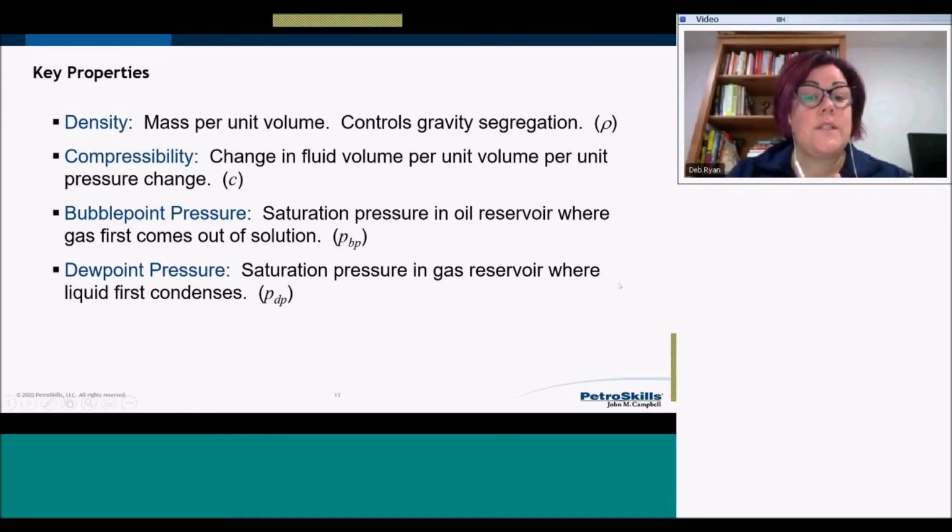And then we've talked about bubble point pressure and dew point pressure. So bubble point pressure is that saturation pressure where that first drop of gas starts coming out of our liquid. And dew point pressure is the saturation pressure where that first drop of liquid, or that first drop of dew, starts condensing out of our gases.